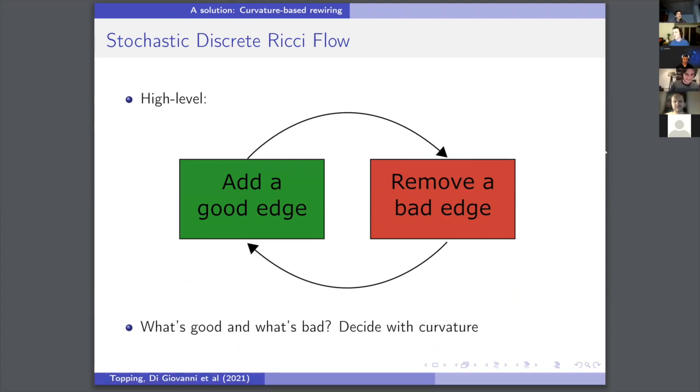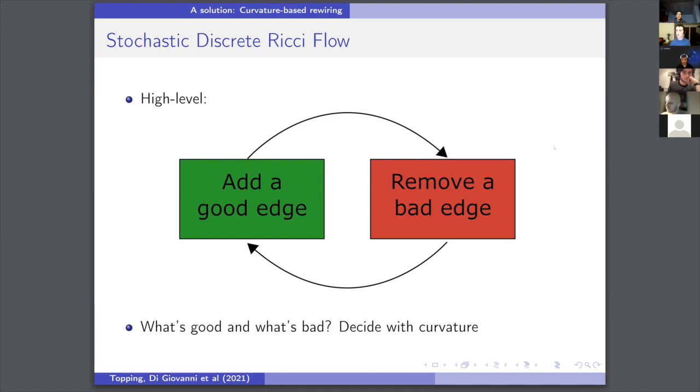So, as we've said, at a very high level, the idea is to add a good edge and remove a bad edge. Bad is obviously very subjective. If you want to preserve all of the edges that are in your graph, then there are no bad edges. But what's good and what's potentially bad, we're going to decide with curvature.